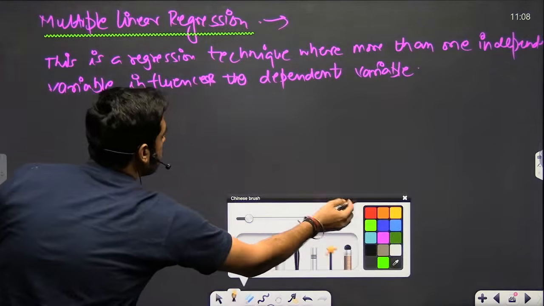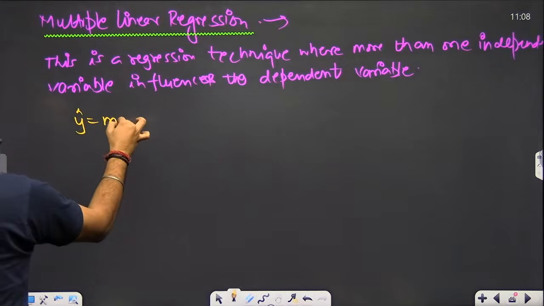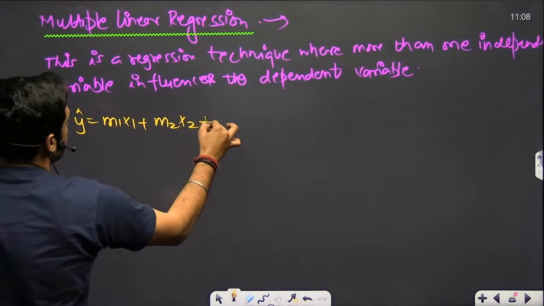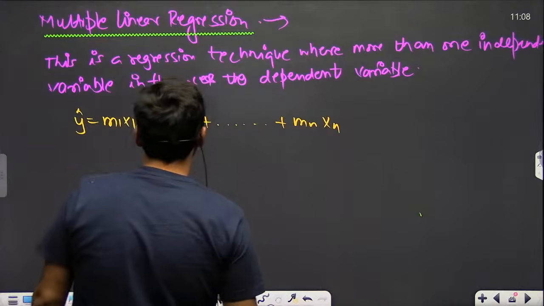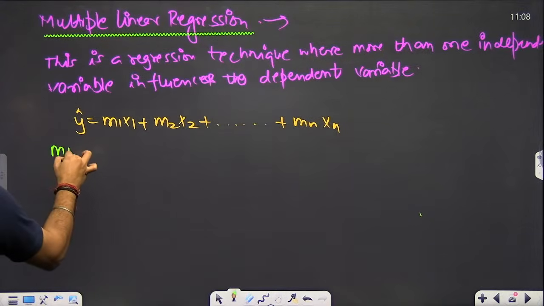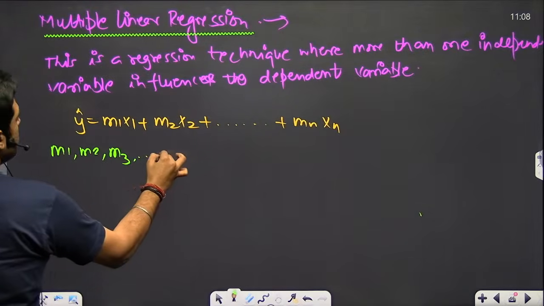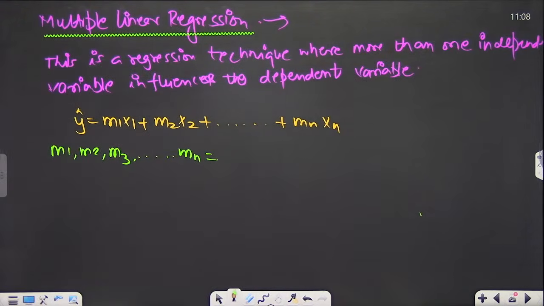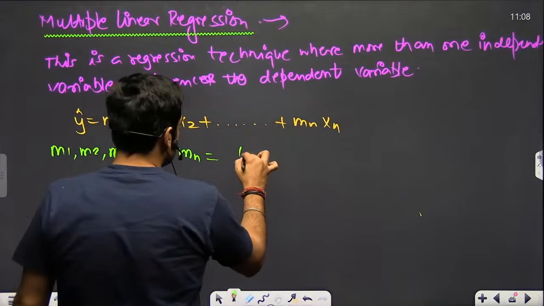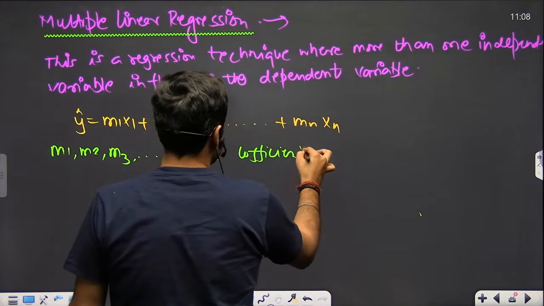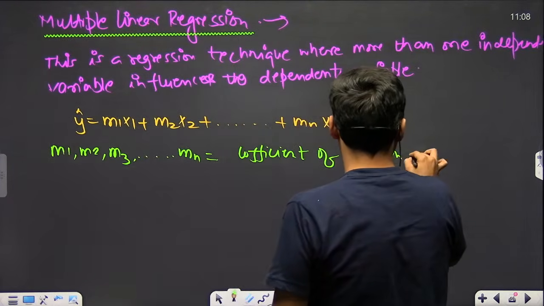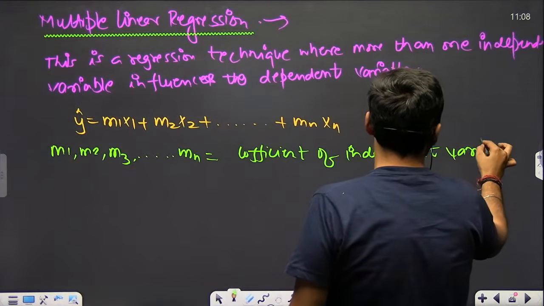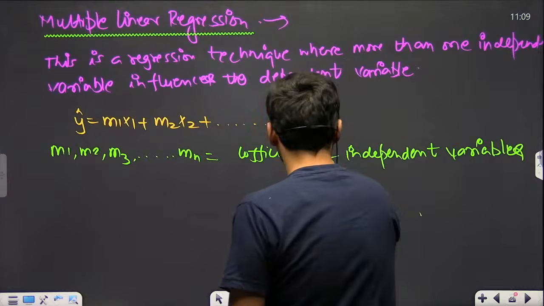So the equation is of the form y hat equals m1 x1 plus m2 x2 plus ... plus mn xn, where m1, m2, till mn are the coefficients of the independent variables.